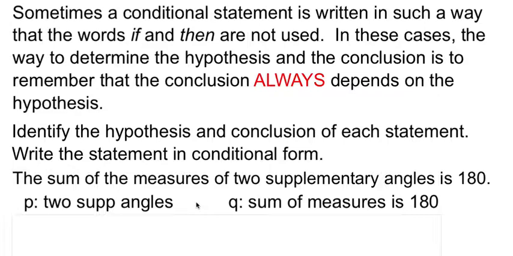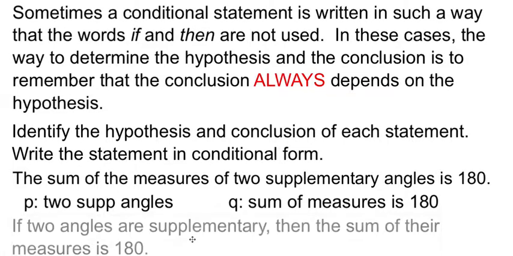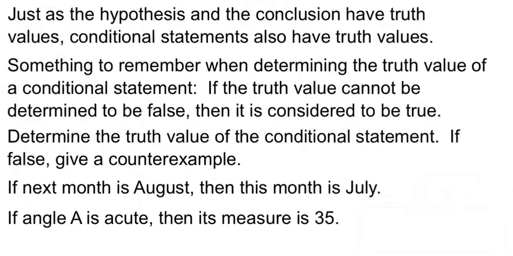So now to rewrite this in conditional form, if 2 angles are supplementary, then the sum of their measures is 180. Okay. We broke it down. We figured out what we needed to have happen first. We had to have 2 supplementary angles before we could even talk about this problem. And then the conclusion would be their sum is 180. So then we rewrote it. If 2 angles are supplementary, then the sum of their measures is 180. Okay.